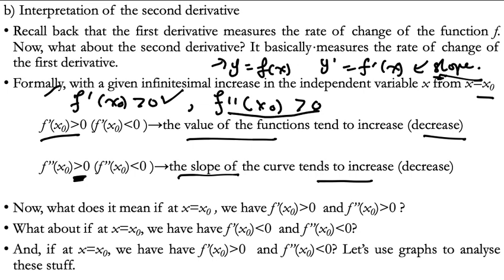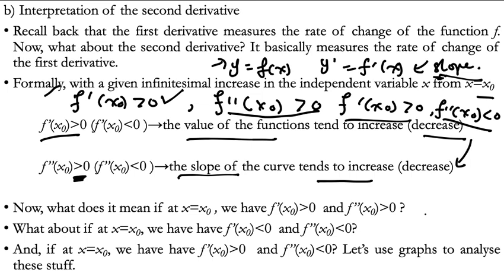Okay, now can we have f prime x naught positive and at the same time f double prime x naught negative? Of course we can. f prime x naught is positive. That means the curve is increasing, but at what rate? At a decreasing rate.